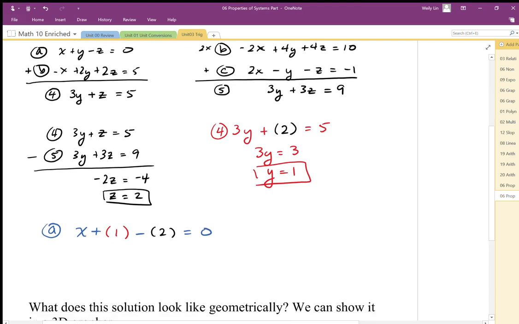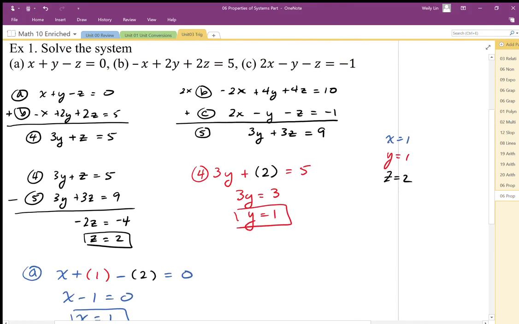And I can then solve this. I get x minus 1 equals 0. So now I have x equals 1. So my solution then becomes x equals 1, y equals 1, and z equals 2.